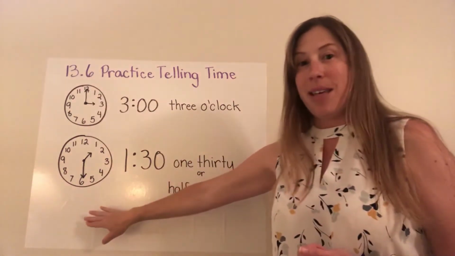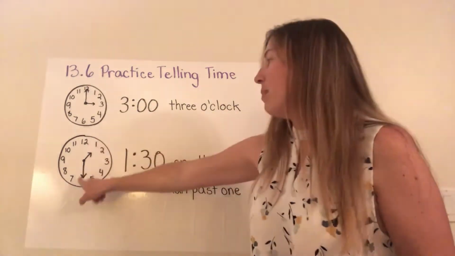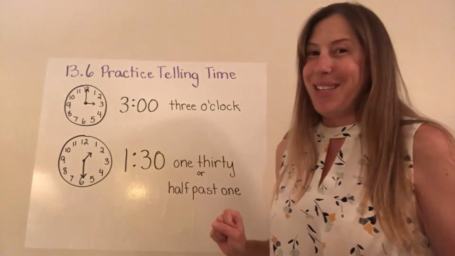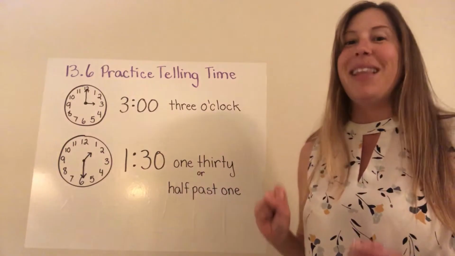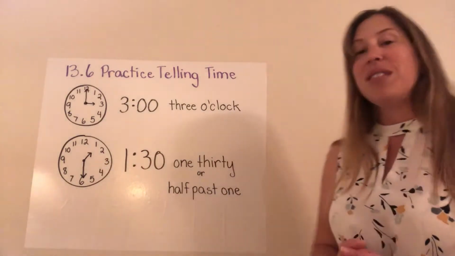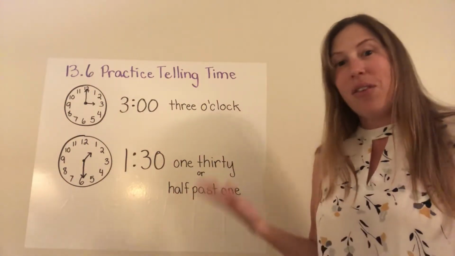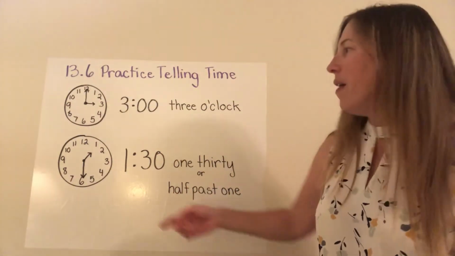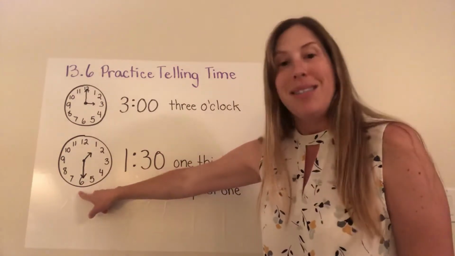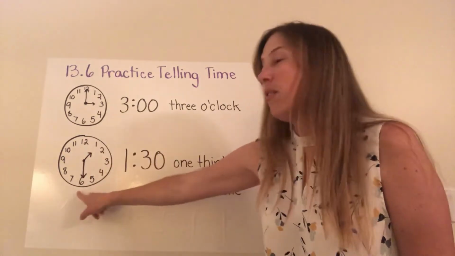Here's a different example. This one's different because the minute hand is halfway down the clock. We learned this last week, when we were telling time to the half hour. All 3 of these are saying the same thing. They're all saying 1:30. The hour hand is pointing to the 1, and the minute hand is pointing to the 6, halfway around the clock.